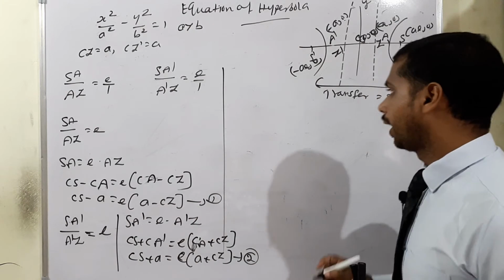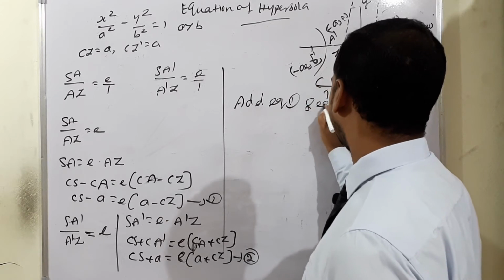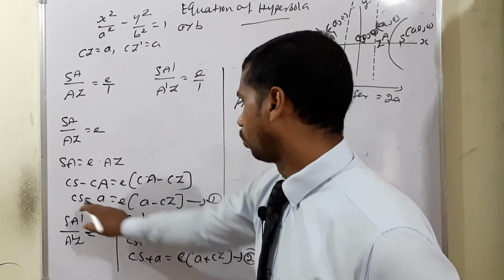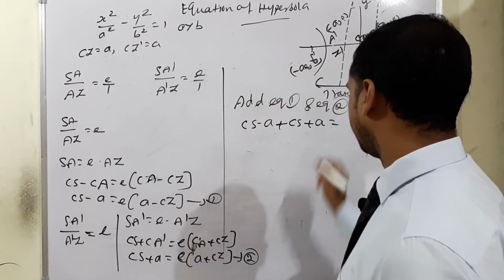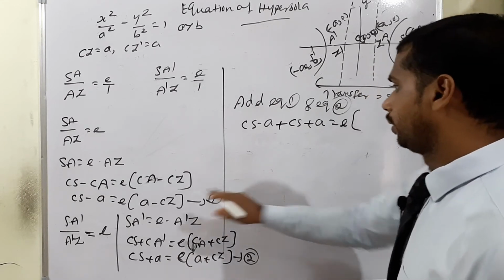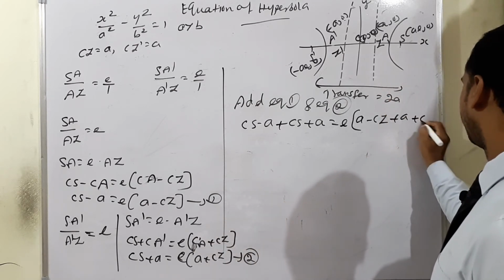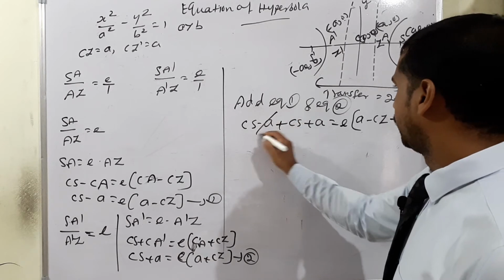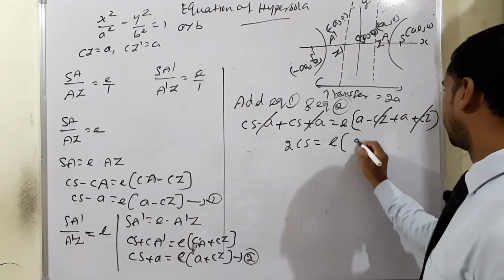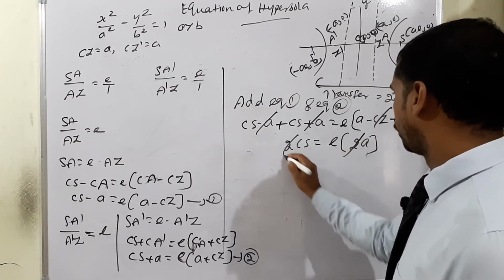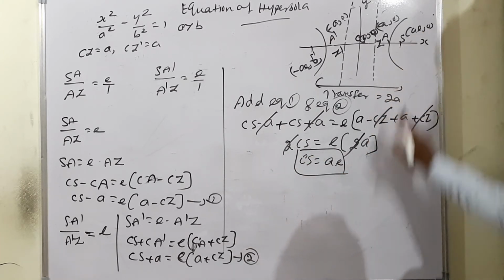Now add equation 1 and equation 2. Equation 1 is CS minus A, equation 2 is CS plus A, equals E common, A minus CZ plus A plus CZ. Minus A plus A cancel, and minus CZ plus CZ cancel, so 2CS is equal to E into 2A. The 2 cancels, so CS is equal to AE. This is for the focus: S is the focus at the point AE comma 0.